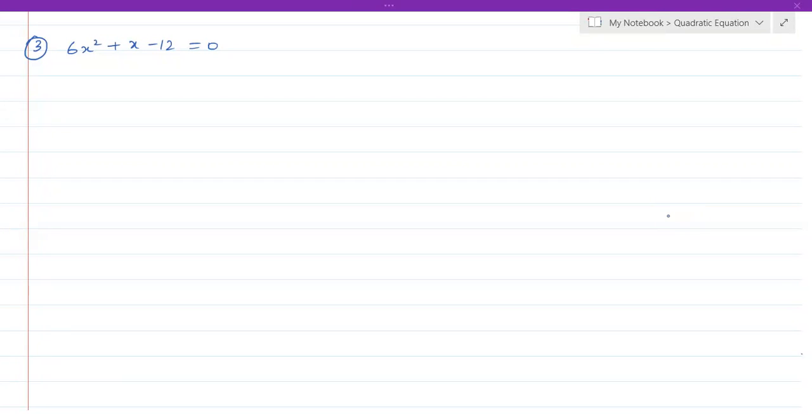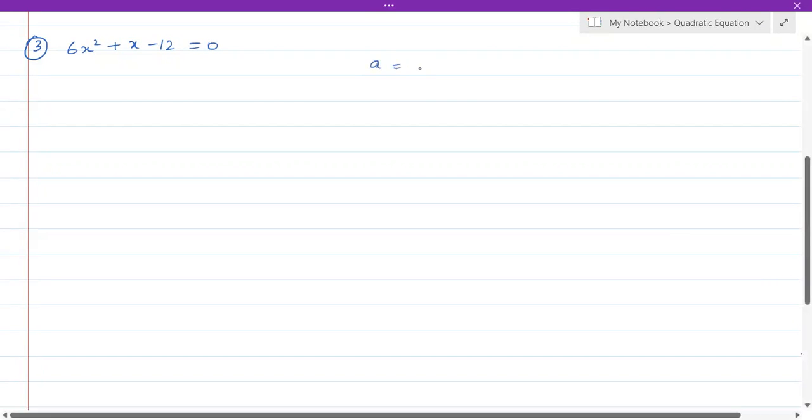Okay, students, we have taken one more problem. Again, the first step is what? We have to check whether it is in standard form. Yes, it is. Once it is in standard form, find the value of a. Here a is 6 and b is 1, c is minus 12. A is the coefficient of x square, b is the coefficient of x, and c is the constant term.